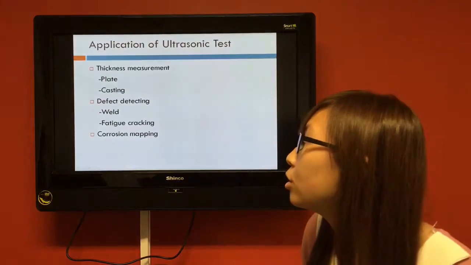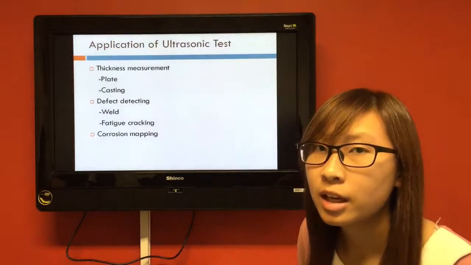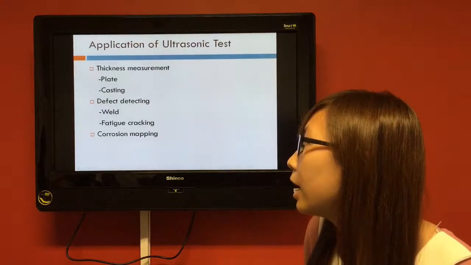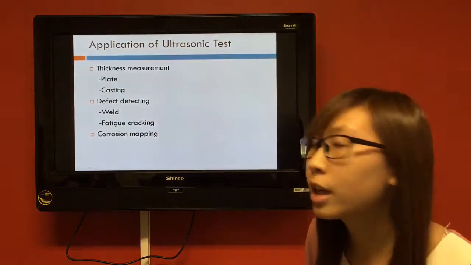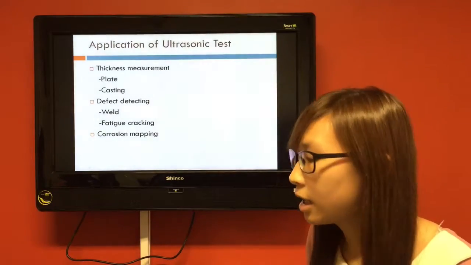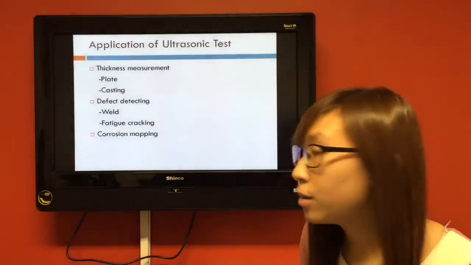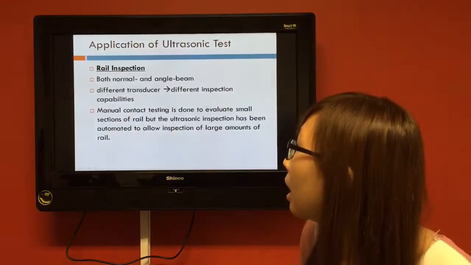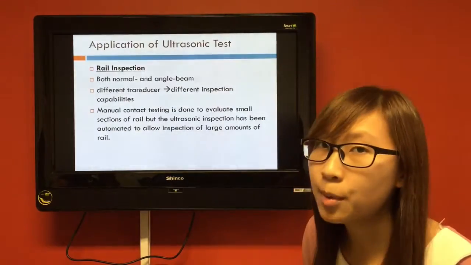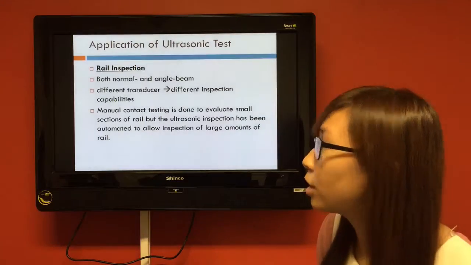It can be used to measure the thickness in plates or castings, and it can also detect defects in welding or fatigue cracking. For some large areas, it can also make corrosion mapping. Let's see two examples of the applications of ultrasonic tests.